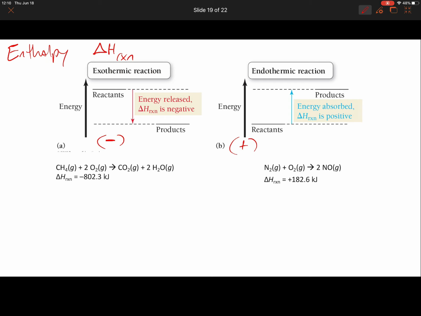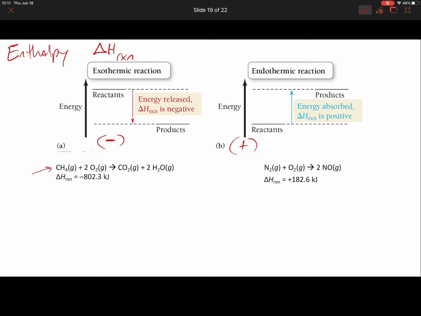Okay? So I've got two examples of this type of thing here. For thermal energy flowing out of a reaction and into the surroundings, an exothermic reaction, the delta H reaction is negative. And the enthalpy of the reaction for the combustion of methane, for example, to give you a real number, which is the main component of natural gas, is delta H reaction negative 802.3 kilojoules.